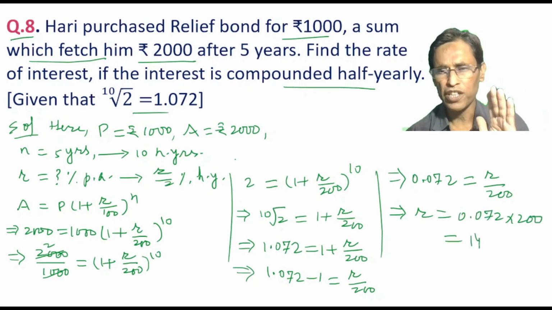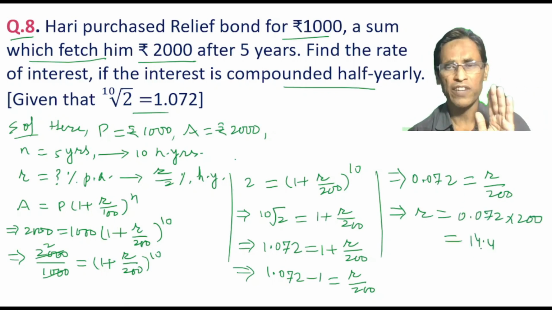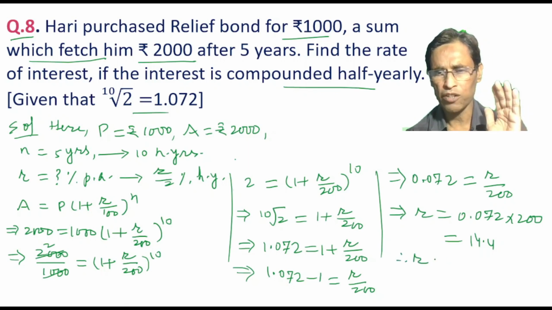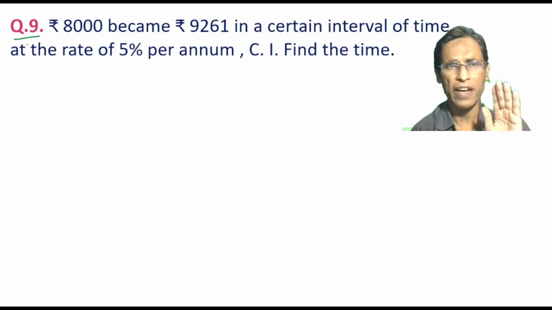14.4, and this is the value of r, which is the rate of interest. So it should be expressed in percent per annum. Therefore, r equal to 14.4%. Answer. Our next question is question number 9.